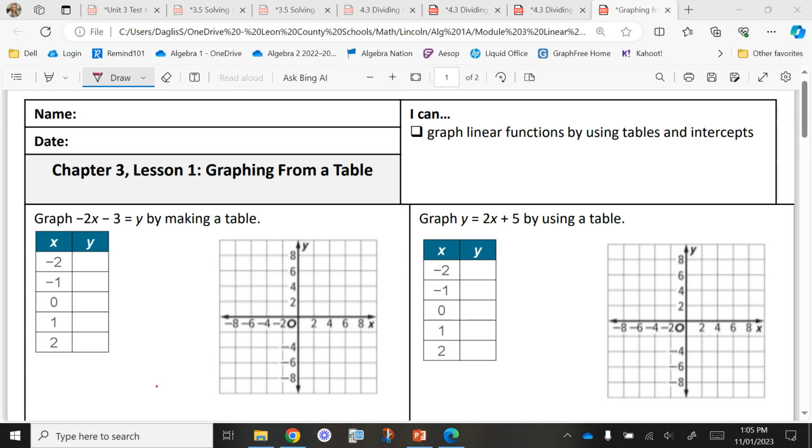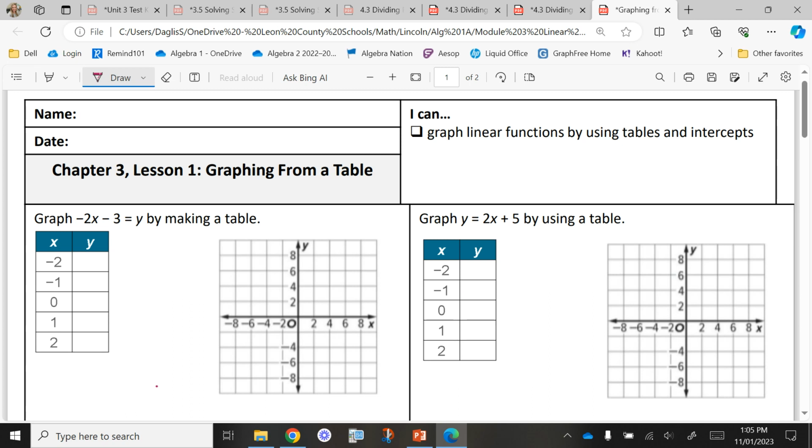We're going from a table every single time. We're going to make a table of values. So we're going to build a table with points, and then we're going to plot those points and connect them. We have the equation negative 2x minus 3 equals y.